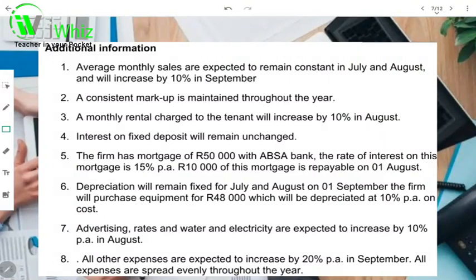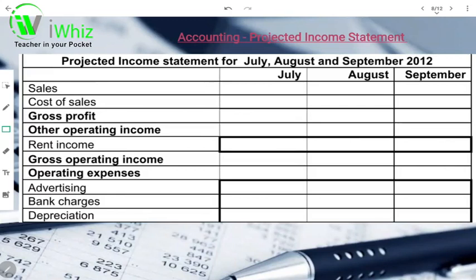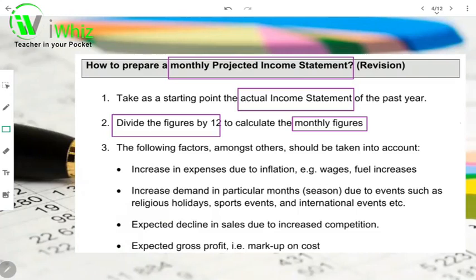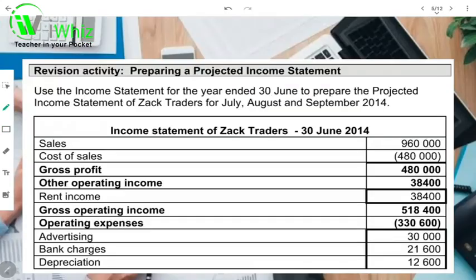So, we've drawn up the projected income statement for you for July, August and September. Now, your first item would be your sales. If you recall, on your income statement, your sales amount was 960,000 rand. Remember we said that on a monthly basis, to calculate the amounts, you would need to divide it by 12. So you take 960,000 rand divided by 12 and it will give you an amount of 80,000 rand.